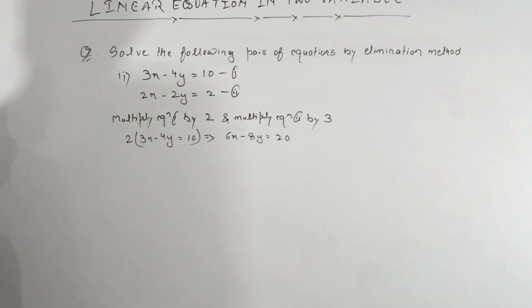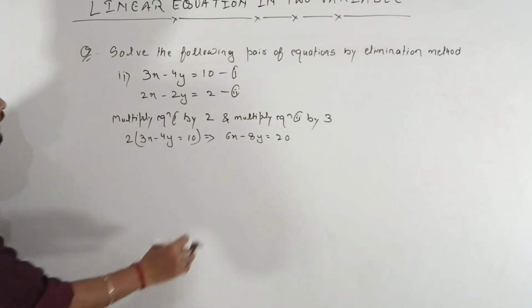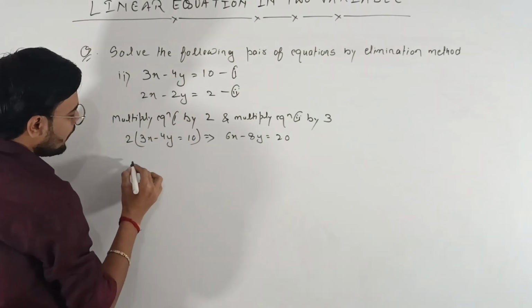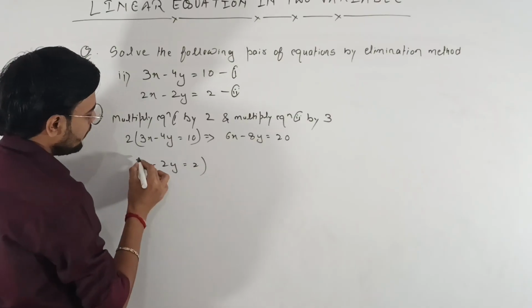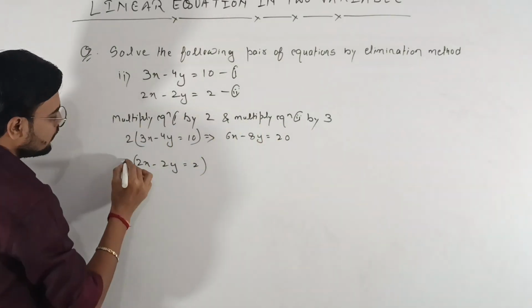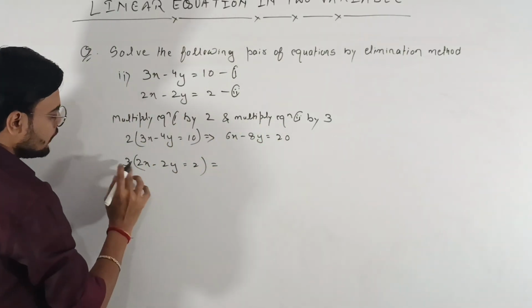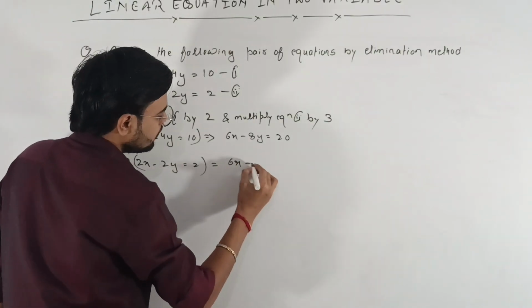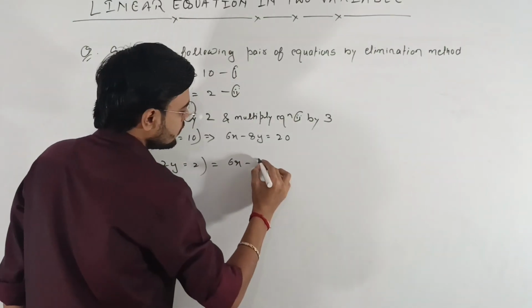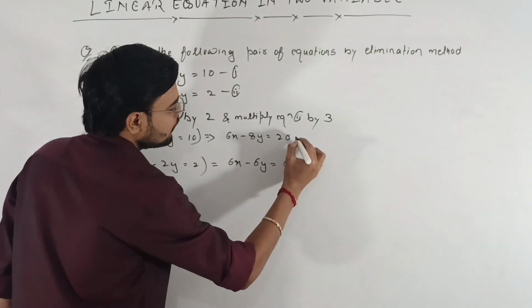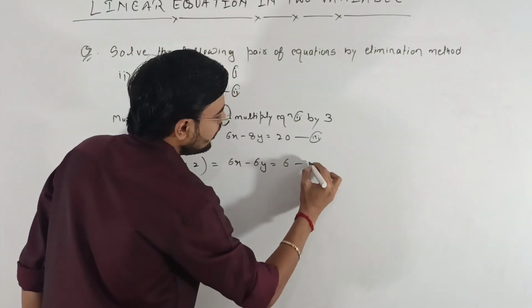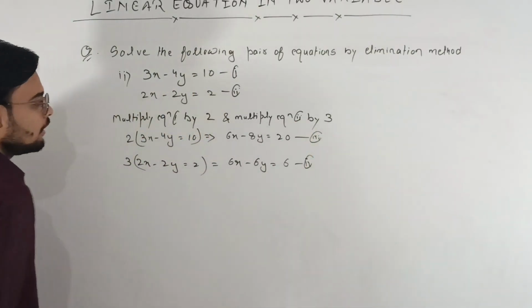Okay. Now equation 2 by 3. So equation 2 is 2x minus 2y is equal to 2. Now we multiply this by 3. Then this will become 6x minus 6y, and 2 times 3 is 6. Now this is my equation third and this is my equation fourth.